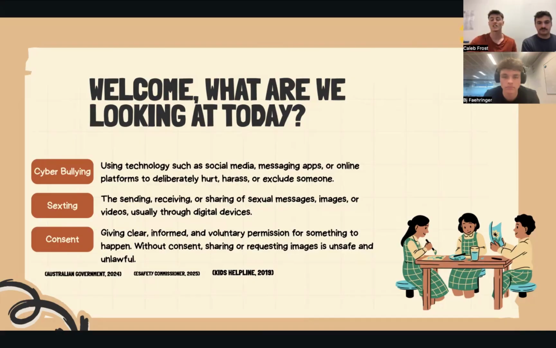Without consent, just like in the real world when you are face to face with someone, sharing or requesting images is unsafe and unlawful. So cyber safety very similarly links to our real world safety of consent. The definition doesn't change between the two.